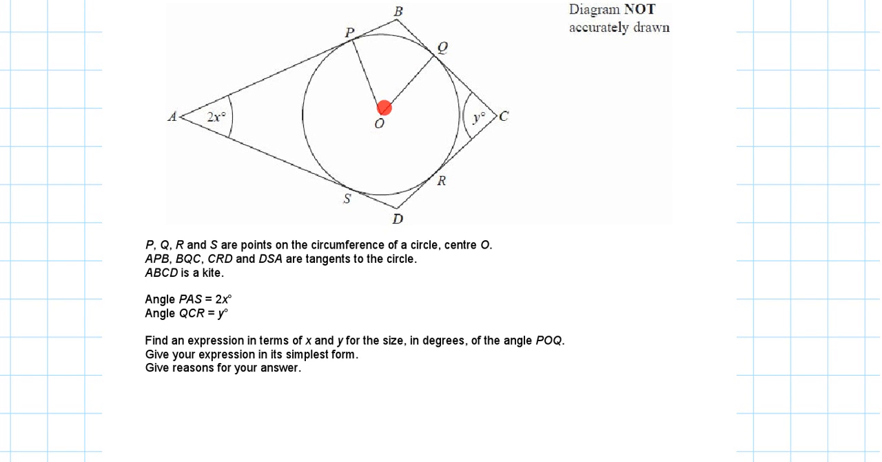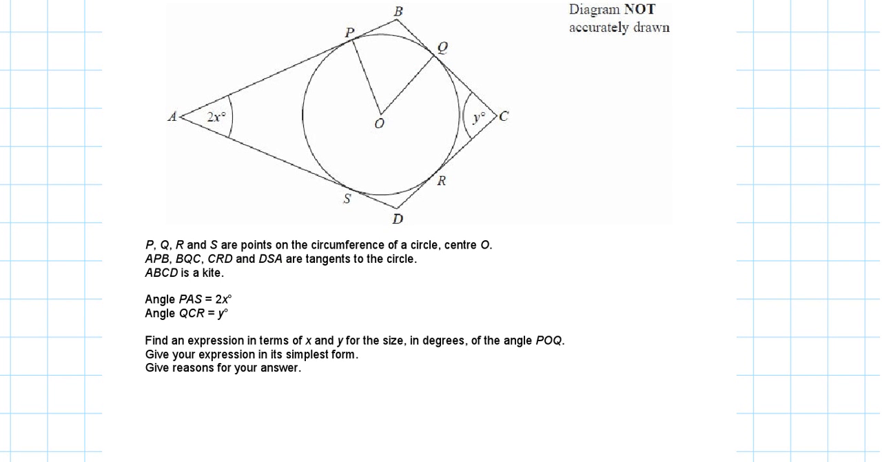Let's see what the question says. PQRS are points on the circumference of a circle, center O. AP, BQ, CRD, and DSA are tangents to a circle. ABCD is a kite. I believe I've done this question before. I'm not sure if I've done this before on my channel, but we'll do it again.